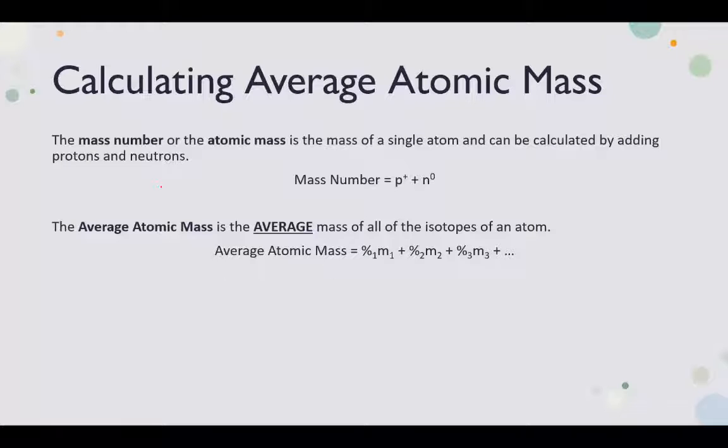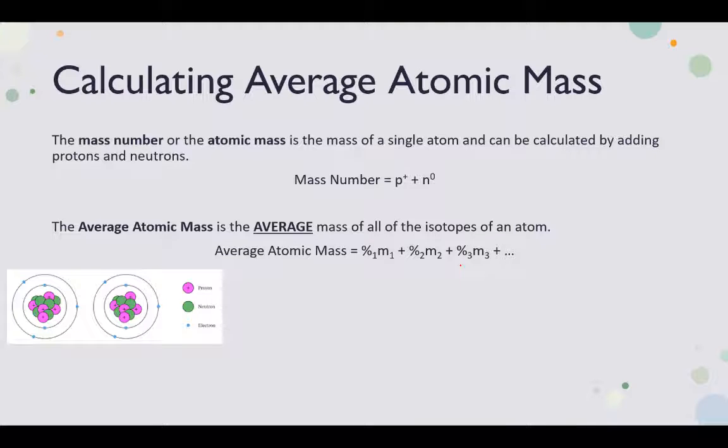And we can use this formula to calculate the average atomic mass. This allows us to calculate a weighted average. So we take the percentage of one isotope and multiply it by the mass of that isotope. And then we add it to the percentage of the second isotope times the mass of that isotope, and so on, depending on how many isotopes you have. Let me give you a little bit of an example for this.